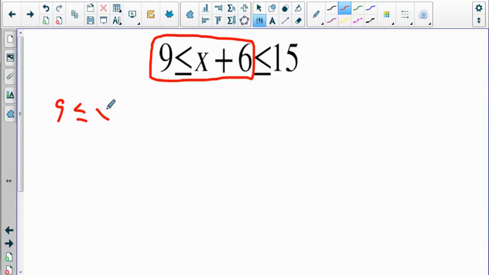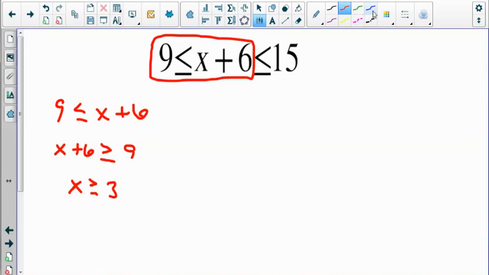9 is less than or equal to x plus 6. Spin the whole thing around. X plus 6, it's eating the x, so it's going to eat the x here. Greater than or equal to 9 means I need to take 6 away from both sides, so I end up with x is greater than 9 minus 6 is 3. So there's the left side.